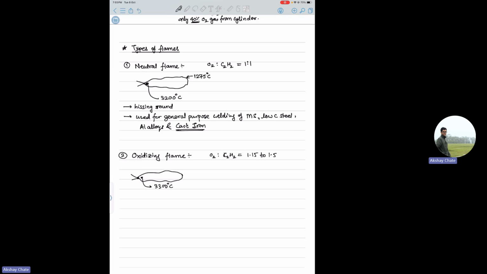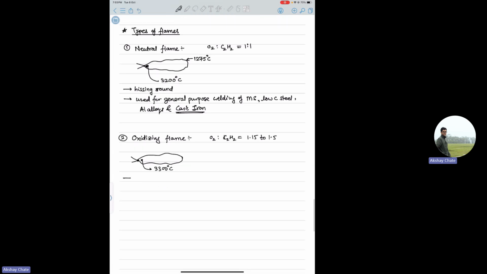This oxidizing flame makes a roaring sound. So you'll have a higher intensity sound when you have oxidizing flames. And these oxidizing flames are used for higher temperatures. Okay.